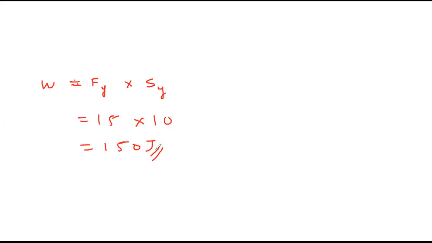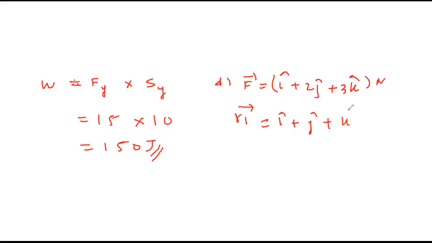Fourth one: work done by force F bar equals I cap plus 2J cap plus 3K cap Newton, acting on a particle, displacing it from point R1 bar equal to I cap plus J cap plus K cap up to R2 bar equals I cap minus J cap plus 2K cap, is how much?